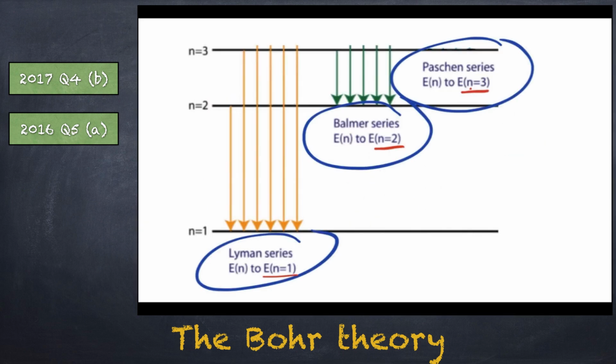Electrons that fall back to the first energy level are part of the Lyman series. Electrons that fall back to the second energy level are part of the Balmer series. This series consists of visible light. Electrons that fall back to the third energy level are part of the Paschen series. Both the Lyman and Paschen series cannot be seen by the naked eye.